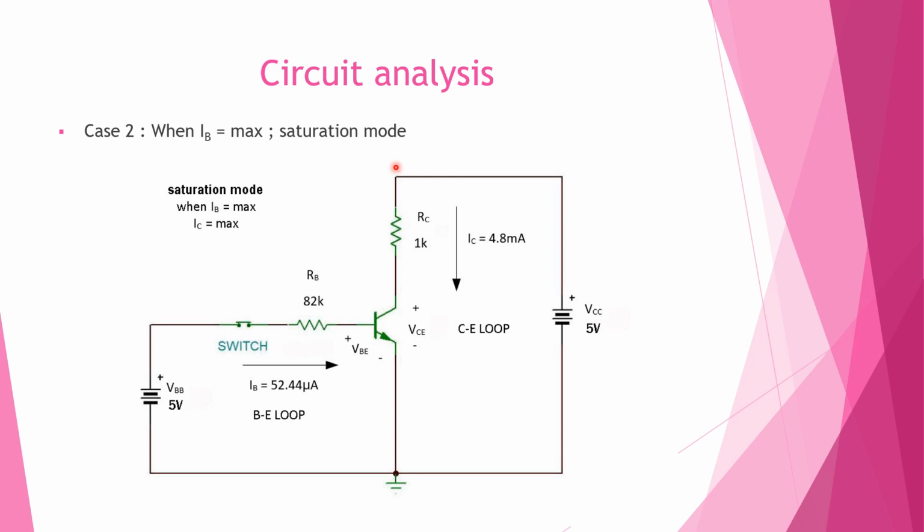So let us do the circuit analysis for when IB is at maximum current, that is at saturation mode. Now the base emitter junction is forward biased, and the base collector junction is also forward biased, so it makes the mode a saturation mode. So when IB is max, IC is max. When the switch is closed here, these two junctions are forward biased, and we can find IB, which is 52.44 microampere. We'll take the equations in these two loops, that is the base emitter loop and the collector emitter loop.